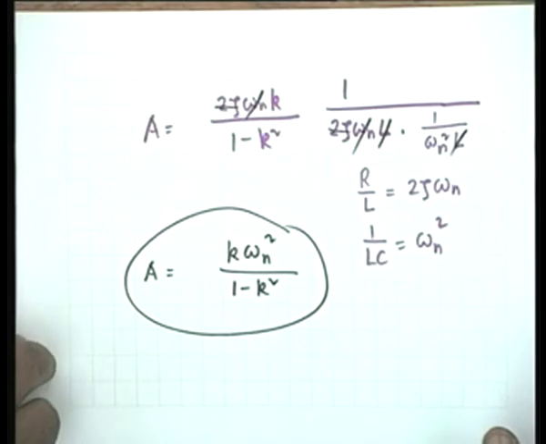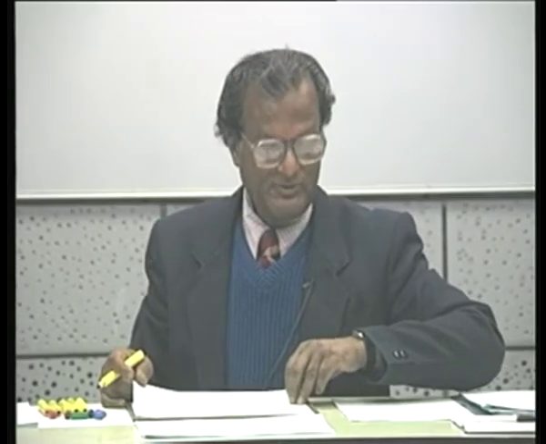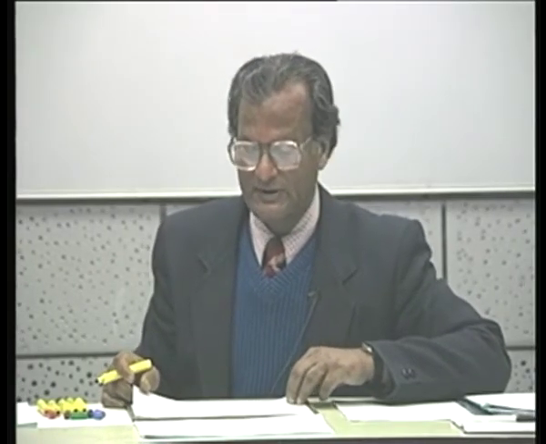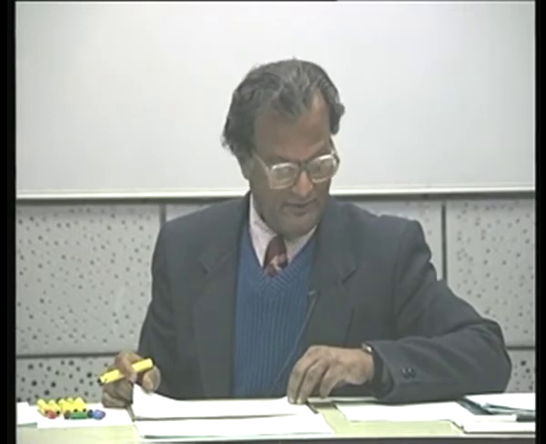Now let us proceed systematically to derive the numerical values of the other quantities that are wanted. Obviously, we require the value of zeta, we require the value of omega n, we require k, and that's about all.